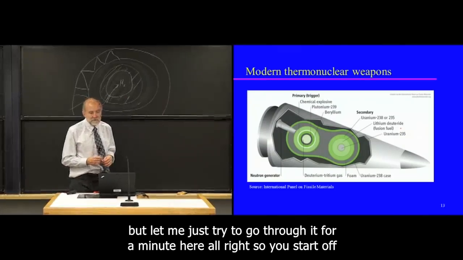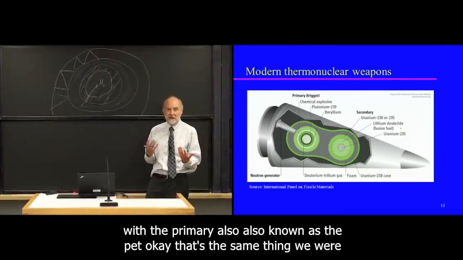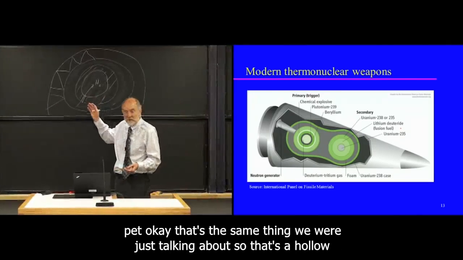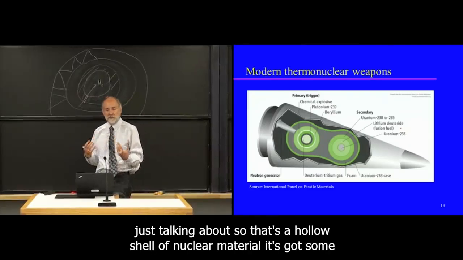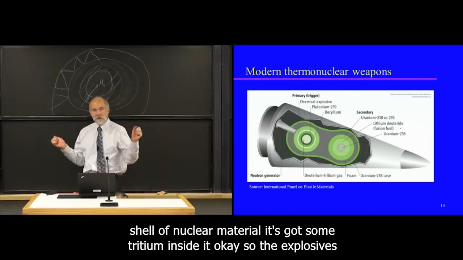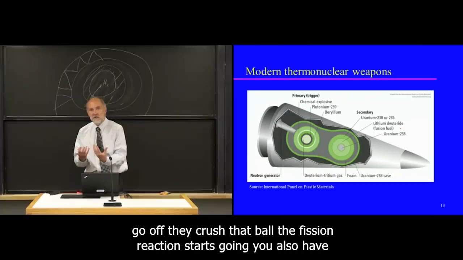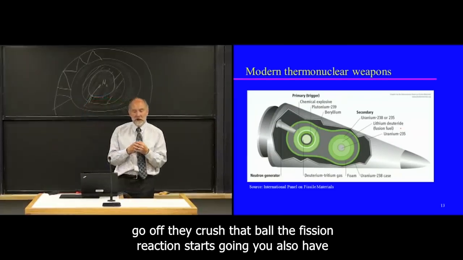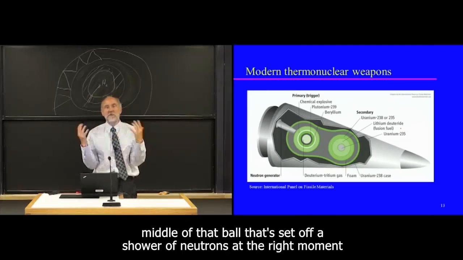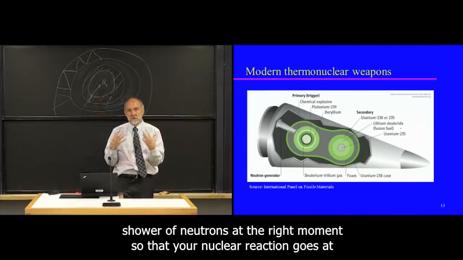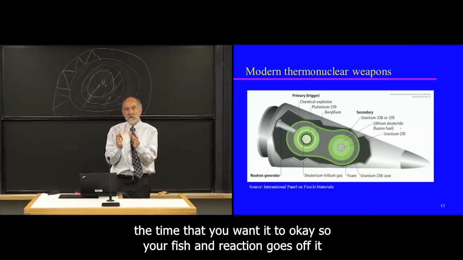All right, so you start off with the primary, also known as the pit. Okay, that's the same thing we were just talking about. So that's a hollow shell of nuclear material. It's got some tritium inside it. Okay, so the explosives go off. They crush that ball. The fission reaction starts going. You also have what's called a neutron generator in the middle of that ball that sets off a shower of neutrons at the right moment so that your nuclear reaction goes at the time that you want it to. Okay, so your fission reaction goes off.